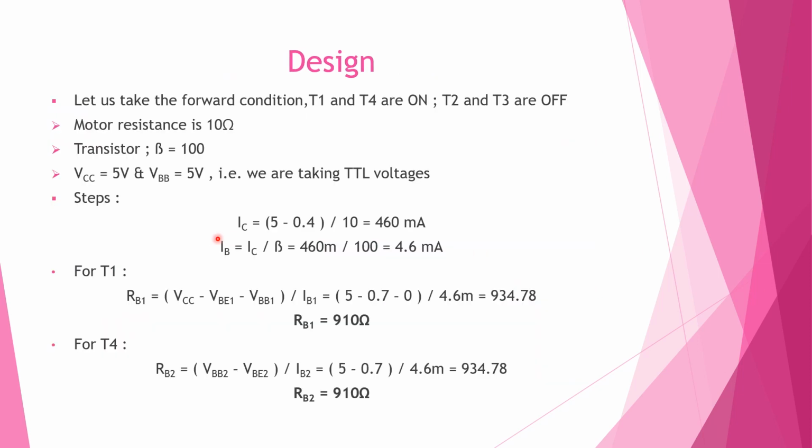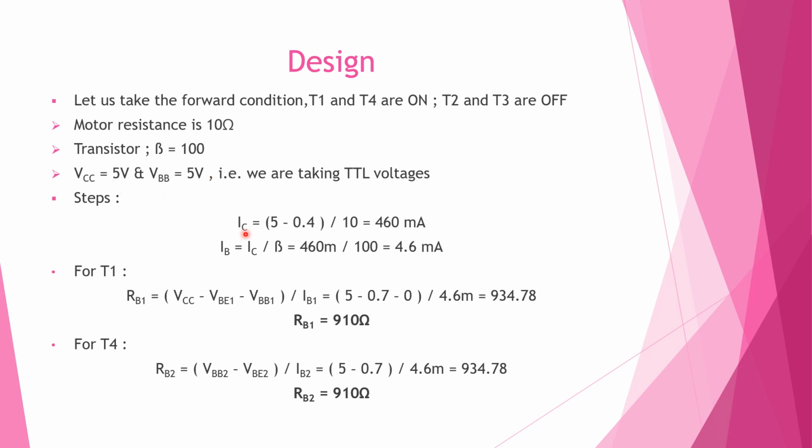So let us see the design for this circuit. Let us see the forward condition alone. T1 and T4 are on, T2 and T3 are off, as I told you earlier. The motor resistance is 10 ohm. Let the transistor beta be 100, and VCC is 5 volt. VB input is also 5 volt. We are taking TTL voltage for the TTL circuit, for example, for a microcontroller such as PIC, 8051 or Arduino. You are taking 5 volt here.